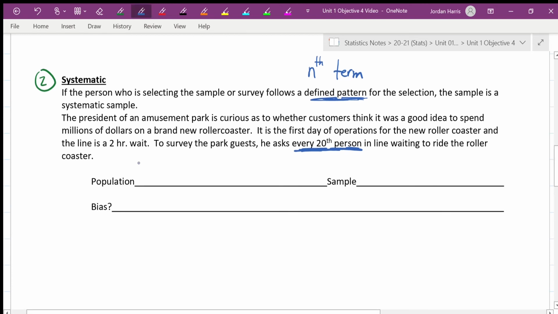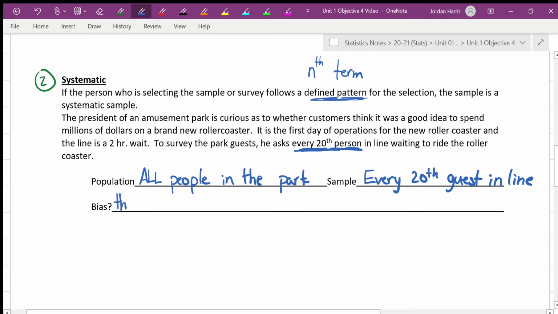So the population he was trying to get is all people in the park. He sampled every 20th guest in line. And bias: yes, there is bias. They are waiting 2 hours.